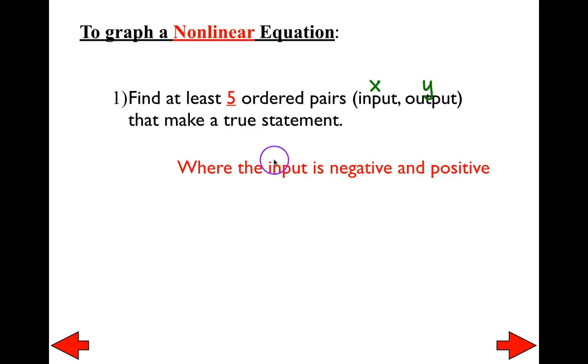Okay? Then you need to make sure that you have an input that is negative as well as positive. You want both. So the best numbers I can think of would be -2, -1, 0, 1, and 2. Why these numbers in particular? Well, because they're the smallest numbers you can possibly use that still give you 5 ordered pairs.